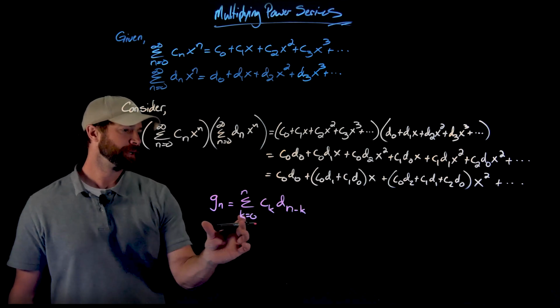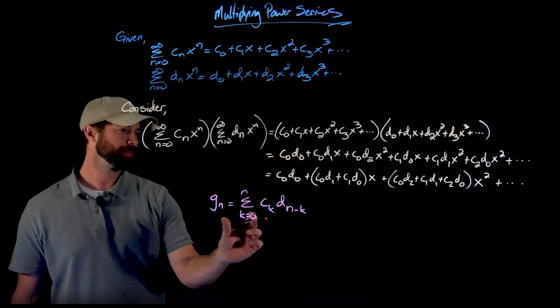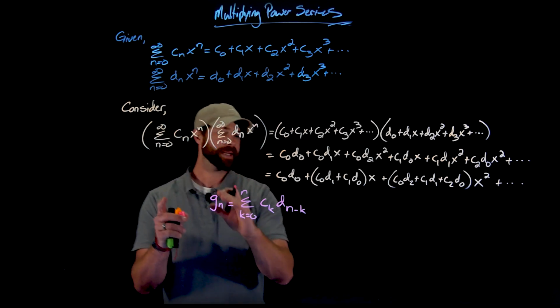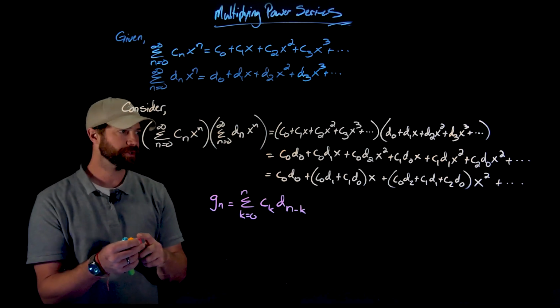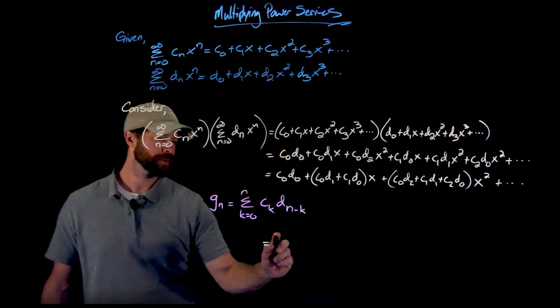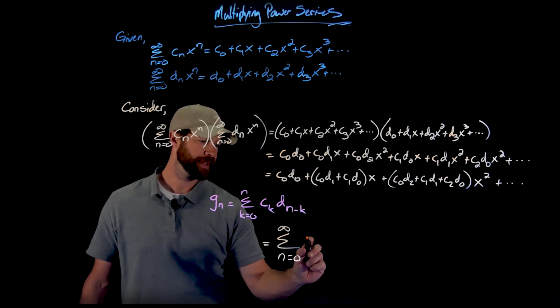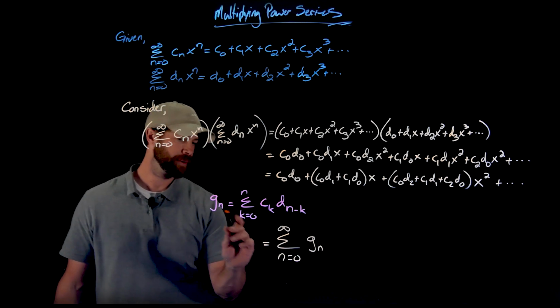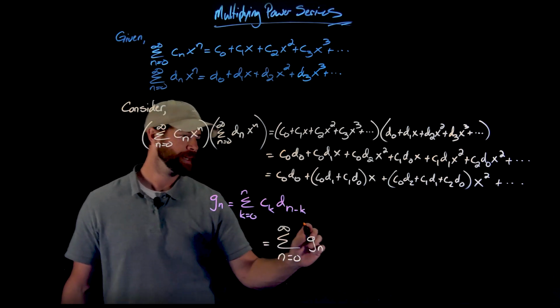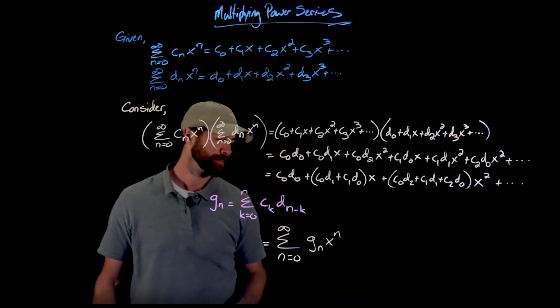If we define those coefficients to be this right here, then this multiplication of these two series will equal the infinite summation from n equals 0 to infinity of the g sub n coefficients described right here times x to the n.